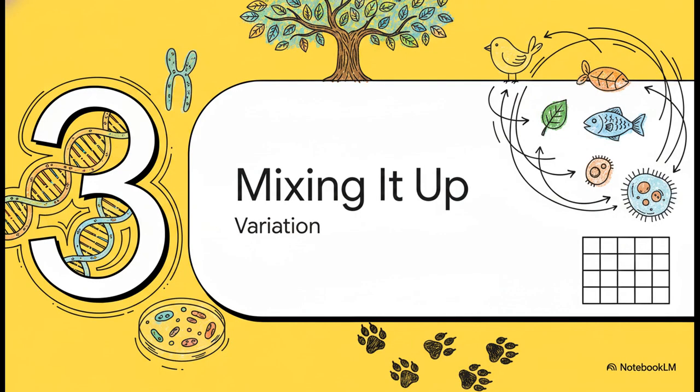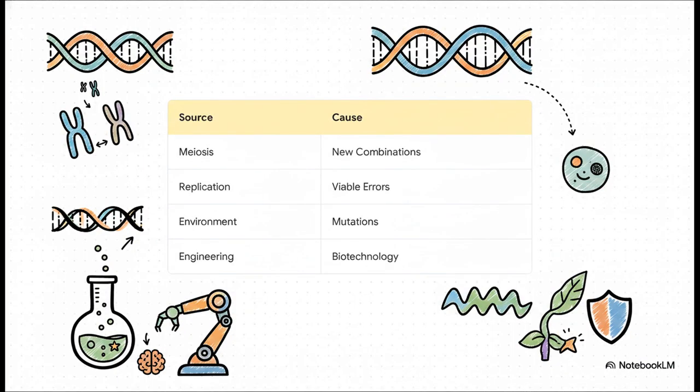Next up is section 3, mixing it up, variation. Let's shift gears a bit. If we all have DNA, how do we end up with such unique, individualized instruction manuals? Well, that comes down to inheritable genetic variations. And there are 4 key sources of variation you need to be able to defend with evidence. First up is meiosis, which creates entirely new genetic combinations when reproductive cells form. This is exactly why you might look like a mix of your parents, but aren't an exact clone of either one of them. Second, replication errors, specifically viable errors during copying.